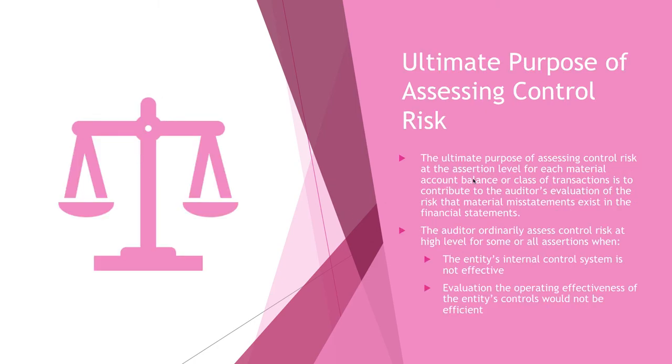Another ultimate purpose of assessing control risk at the assertion level for each material account balance or class of transactions is to contribute to the auditor's evaluation of the risk that material misstatements exist in the financial statements. The auditor ordinarily assesses control risk at high level for some or all assertions when the entity's internal control system is not effective, and evaluation of the operating effectiveness of the entity's controls would not be efficient.